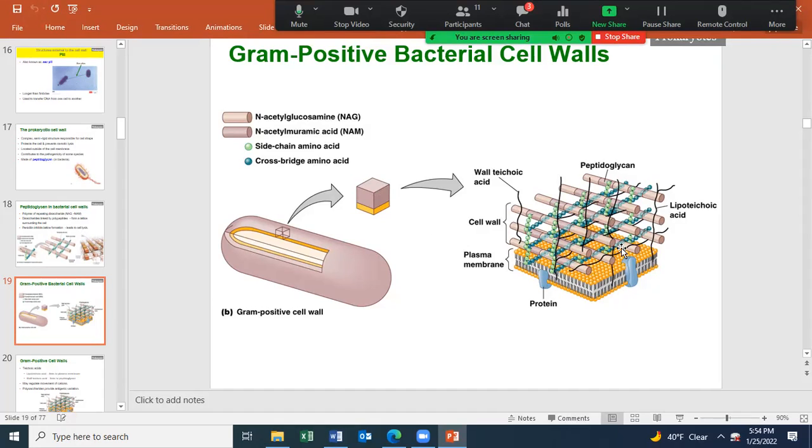And peptidoglycan is the main molecule in the cell wall of bacteria, gram-positive cells. Now note that this peptidoglycan, let's see, we're seeing 3 different layers here. It's more than 3 different layers. It's probably hundreds or thousands of layers of peptidoglycan in the gram-positive bacteria cell wall.